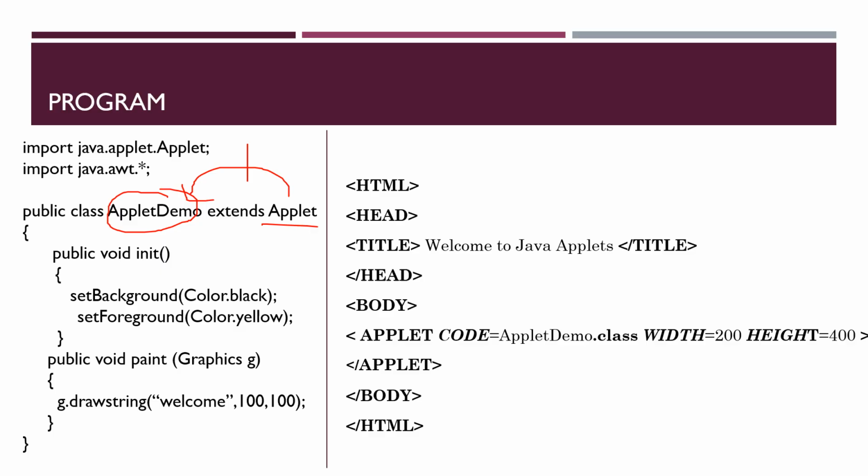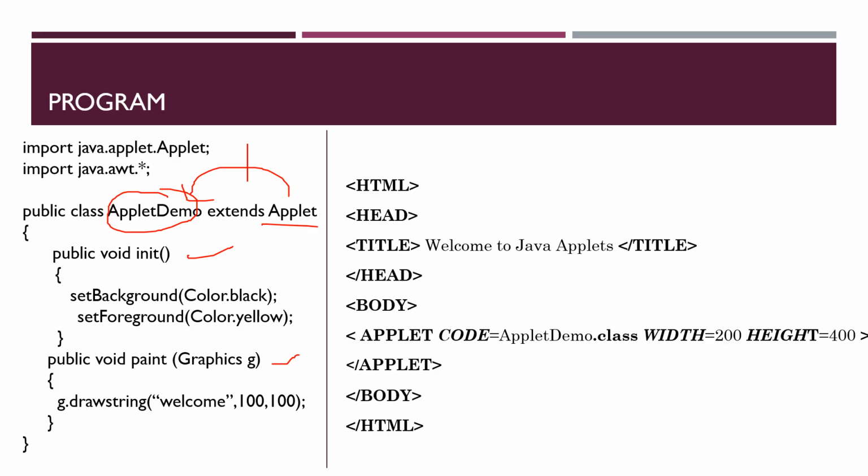Inside the class, we have two important methods, init and paint. The init method is called when the applet is first loaded. Here we set the background and the foreground color, that is your text color, using setBackground(Color.black) and setForeground(Color.yellow).